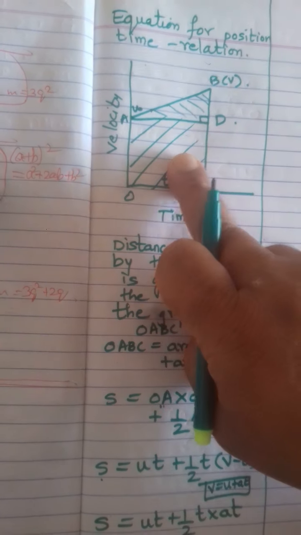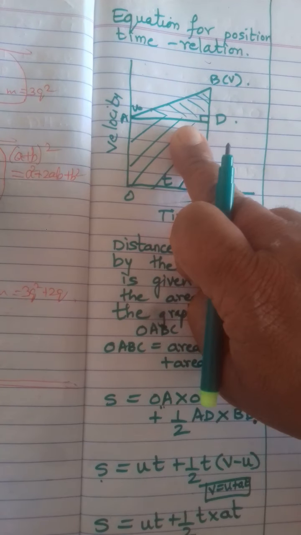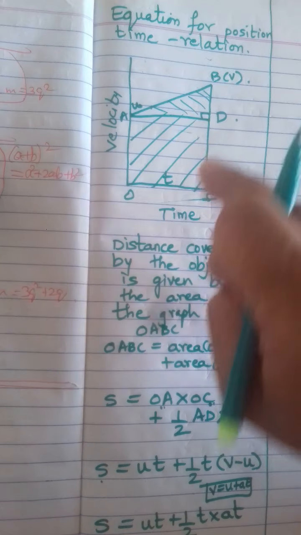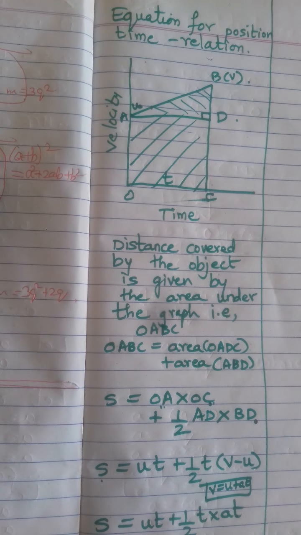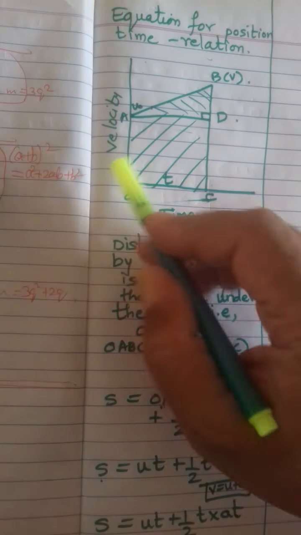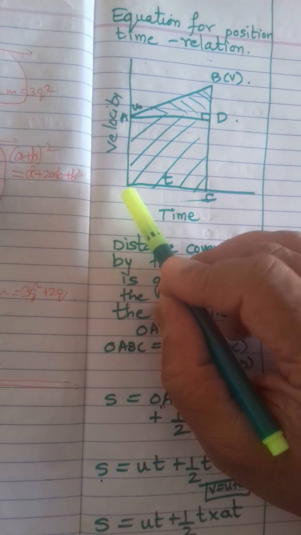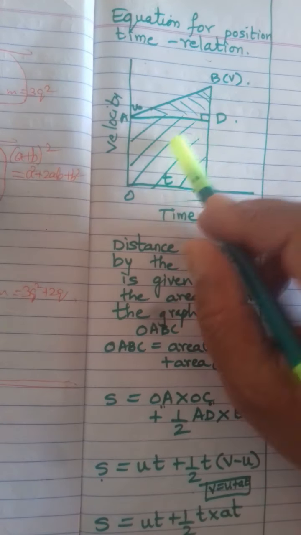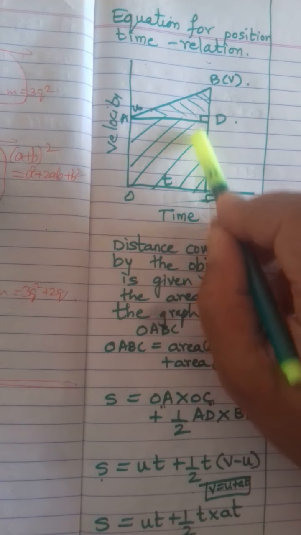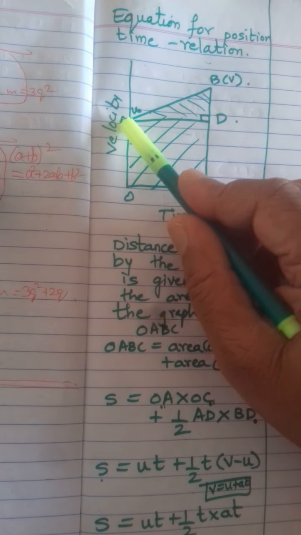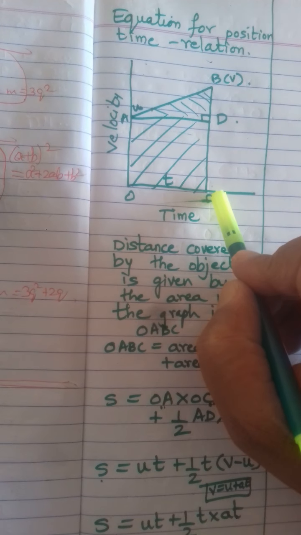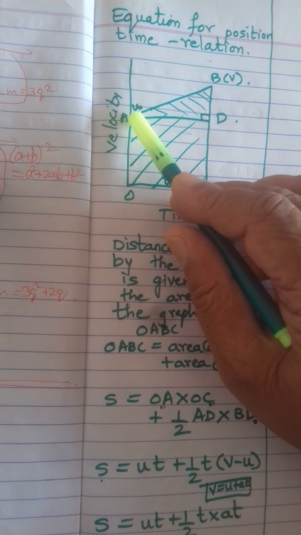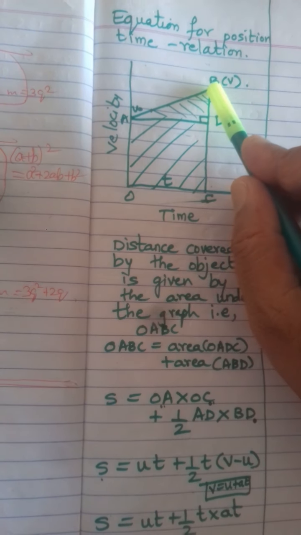The distance covered by the object is given by the area enclosed under the graph. So the area enclosed under the graph is OABC. Full OABC is equal to OADC plus area ABD. The area OADC is the area of a rectangle, so that is length into breadth, OA into OC. And this area ABD is the area of a triangle, half base into height, half into AD into BD.